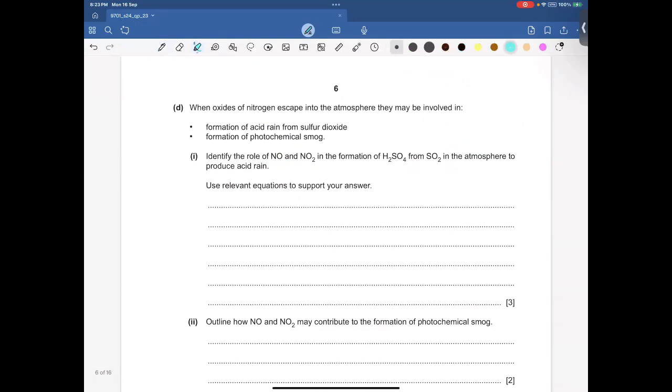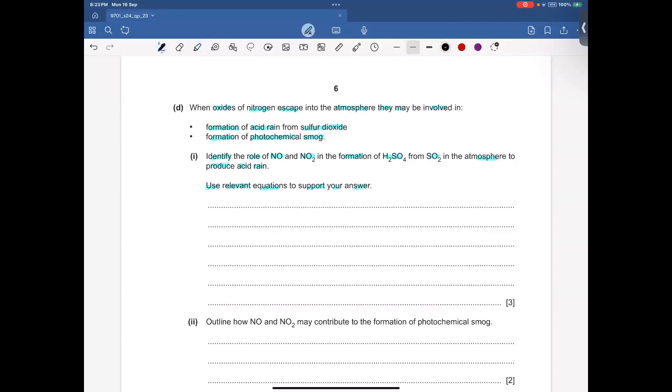Next part of the question. When oxides of nitrogen escape into the atmosphere, they may be involved in the formation of acid rain from sulfur dioxide, and the formation of photochemical smog. Identify the role of NO and NO2 in the formation of H2SO4 from SO2 in the atmosphere to produce acid rain. Use relevant equations to support your answer.